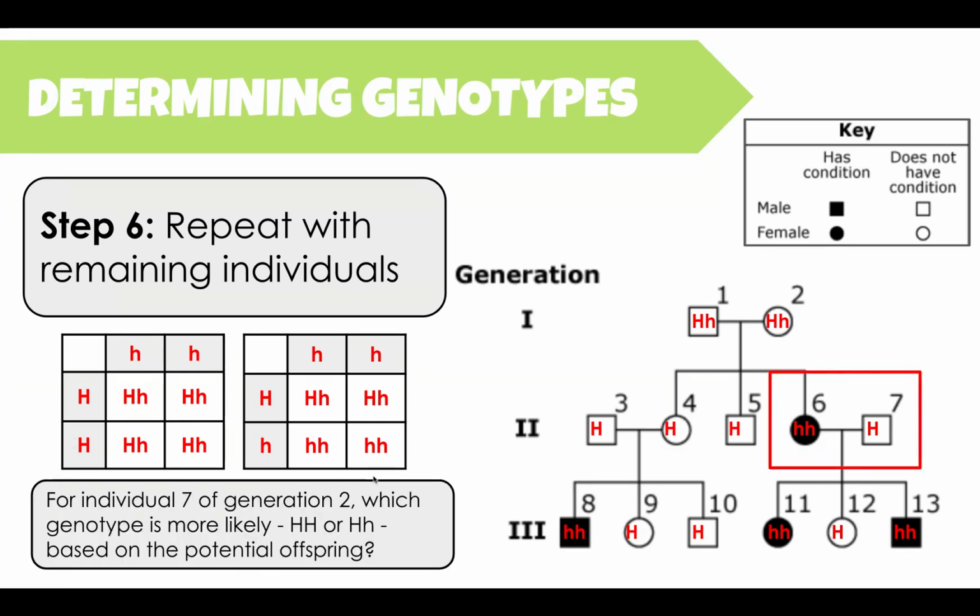And so if I look at 6 and 7, which is more likely to have 7 be big H, or big H, little h, looking at the children that they have together. So if the number 7 was big H, 100% of their offspring would also be big H, little h. Is that what I see in the pedigree? No. If I have the number 7 be big H, little h, there's a 50% chance the offspring are big H, little h, and a 50% chance that they're little h, little h. So now I figured out that, and I'd be able to fill it in.